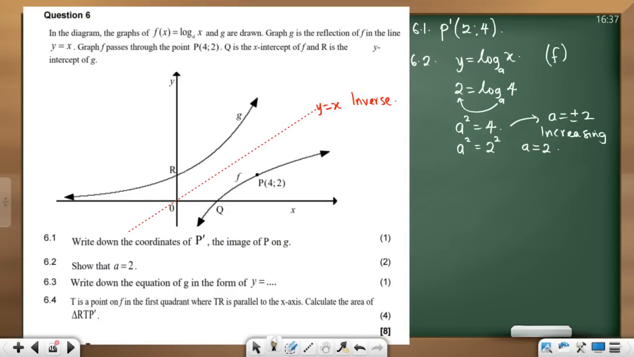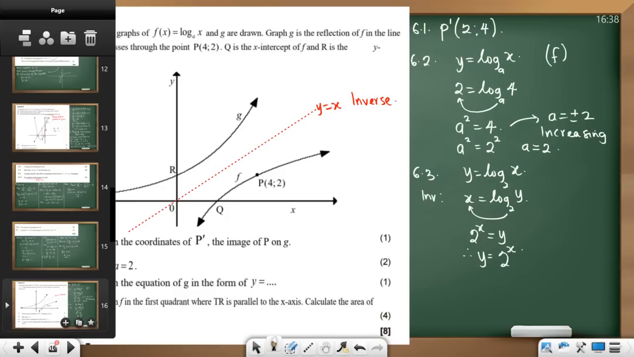Write down the equation of g, 6.3, which is the inverse. y equals log, now I know my base as 2. We can inverse from here two ways. x equals log base 2 of y. Now what do we say? We repeat the same process. The base comes here and remains a base. And we are left with y. Therefore, y equals 2 to the power x, so the base will remain as the base.